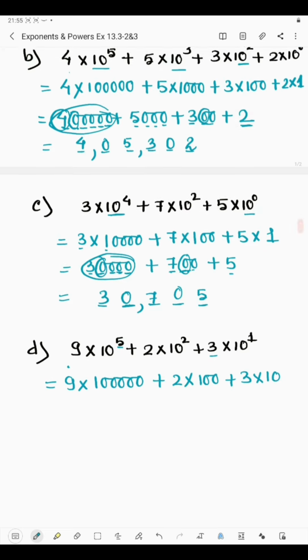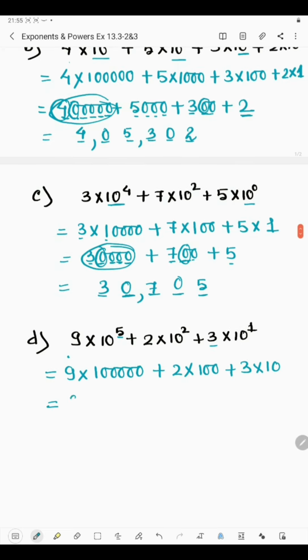Now we will find the product. So 9 multiplied by 1 is 9 and then we have 5 zeros, so 1, 2, 3, 4, 5. Plus 2 multiplied by 1 is 2 and then we have 2 zeros, so 200, and 3 multiplied by 1 is 3 and then we have 1 zero. Now here we have 1, 2, 3, 4, 5, 6 digits.